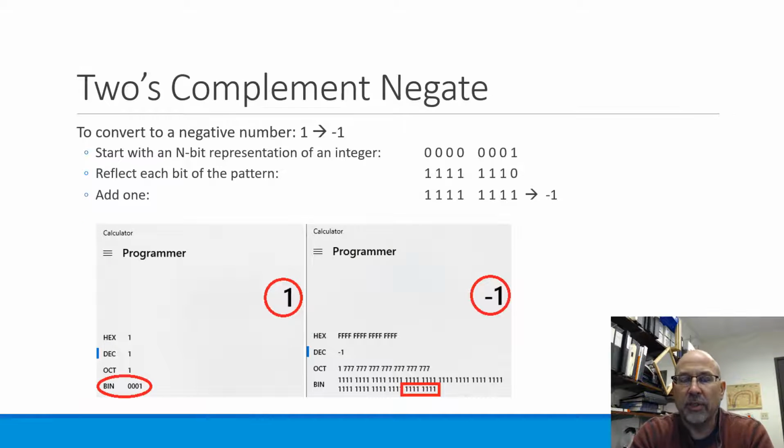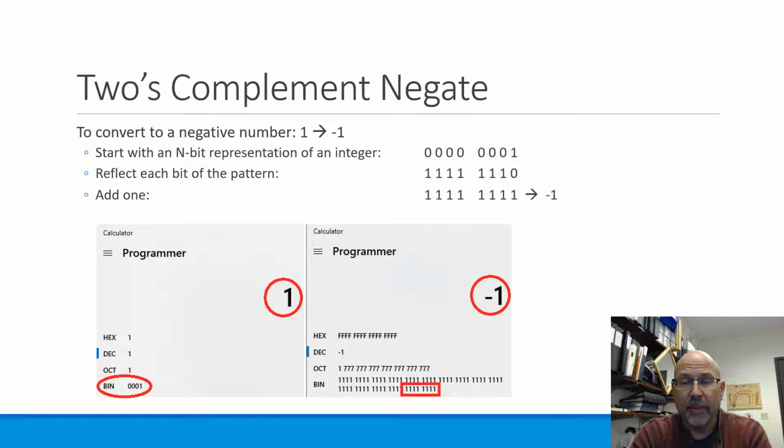So let's first take something fairly straightforward, and say if I go from a 1 to a negative 1, what does that actually look like? Well, we start with an n-bit representation of the integer. If we're talking about an 8-bit system, that's what 1 looks like in binary, 0, 0, 0, 0, 0, 0, 0, 1. And then we reflect all of the bits, and then we add 1. So now we wind up with the pattern 1, 1, 1, 1, 1, 1, 1, 1. And normally you might say, oh, that's 255, but it's not.